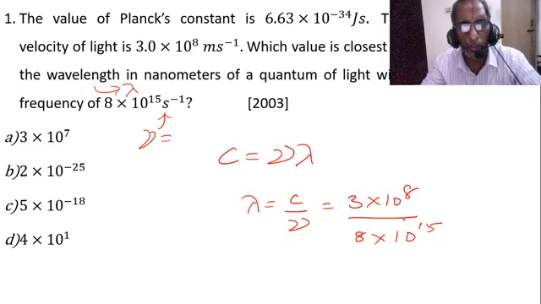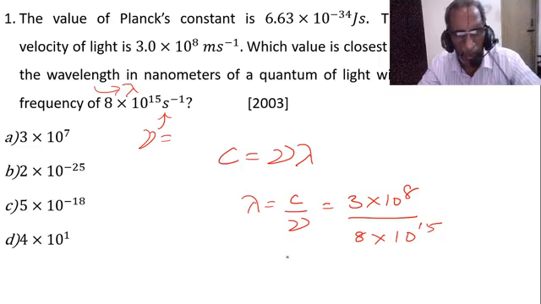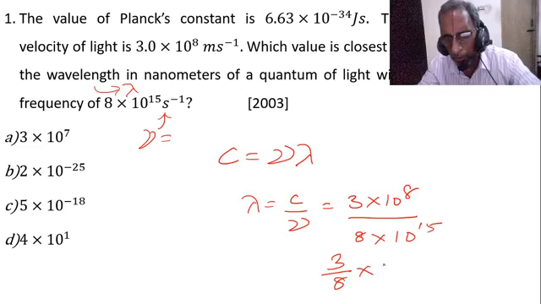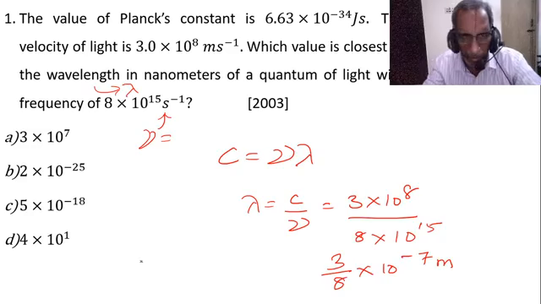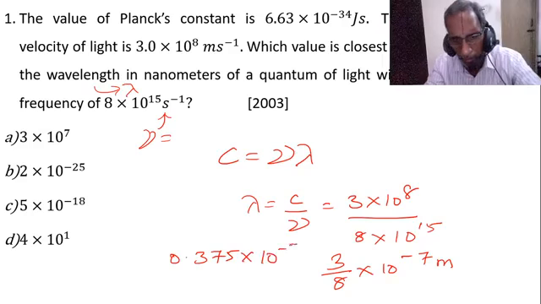Velocity of light, Planck's constant, the value closest for a quantum of light with the frequency. So it is given, and this lambda value is like this. 3 by 8 into 10 power minus 7 meter. 3 by 8: 1 by 8 is 0.125, 0.25, 0.375, so 0.375 into 10 power minus 7. But we want what is asked here. I think this question is misprinted. You work it like this.